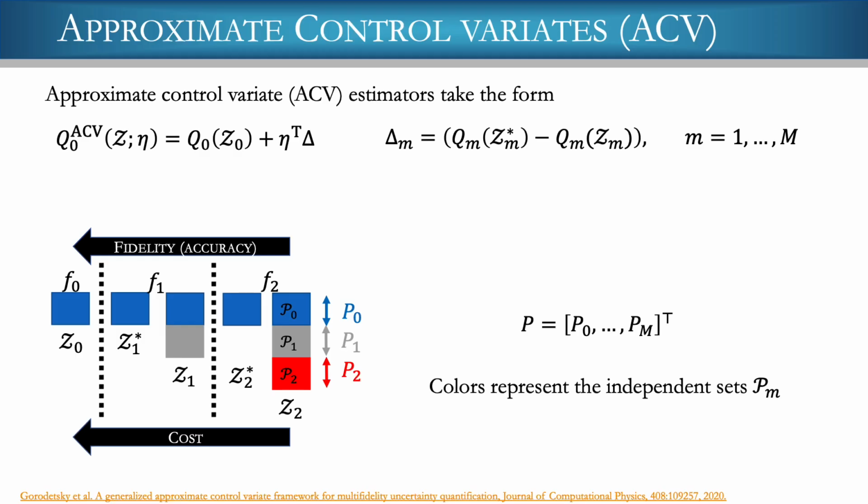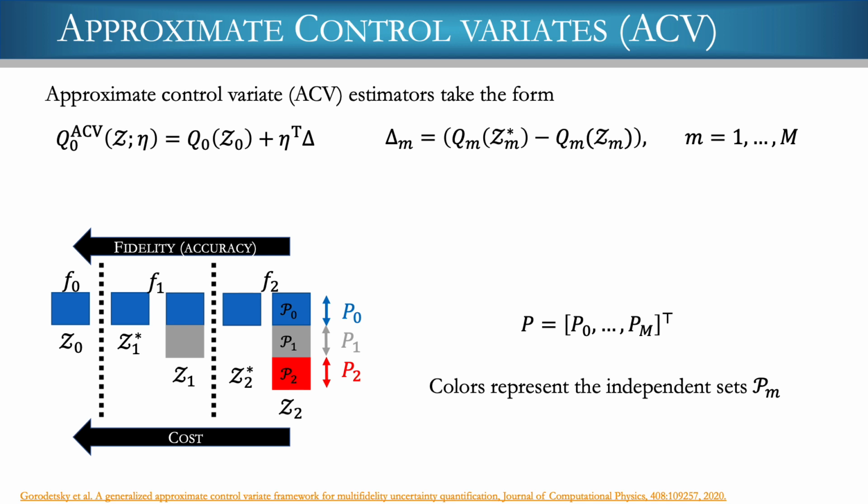ACV estimators take the form shown on this slide. Specifically, ACV estimators consist of a high-fidelity estimate Q0, computed using a set of samples Z0, plus a vector of weighted corrections delta. The entries of the vector eta are referred to as control-variate weights. Each correction is the difference between a low-fidelity estimator Qm, evaluated using evaluations of model M at a set of samples Zm star, and another low-fidelity estimator using evaluations of the same model but on a larger set of samples Zm. The figure on this slide depicts the sample sets used by one type of ACV estimator, called ACVMF.